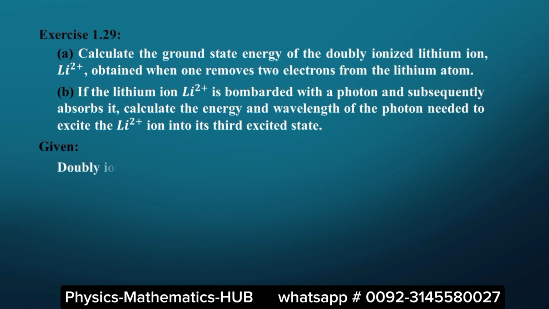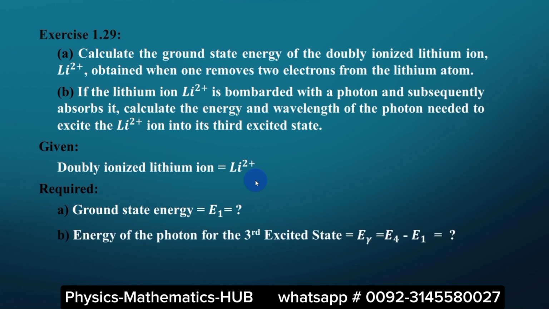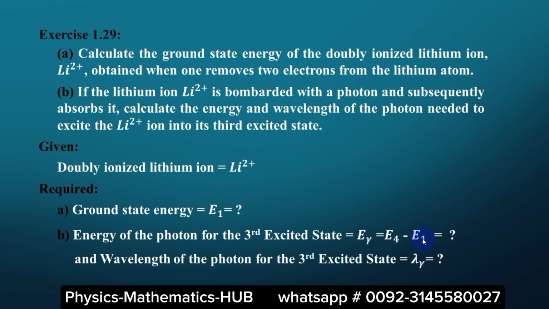We are given only a doubly ionized lithium ion. We have to find the ground state energy of the doubly ionized lithium ion denoted by E1, the energy of the photon for the third excited state denoted by E gamma, which is equal to E4 minus E1, and the wavelength of the photon for the third excited state denoted by lambda gamma.